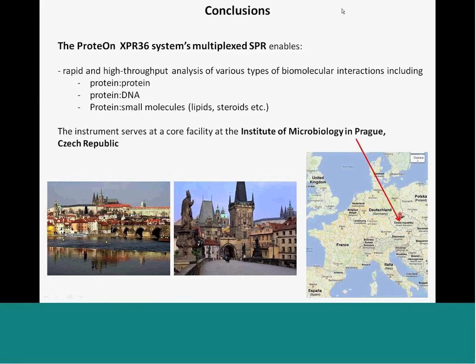So at the end of my presentation, I would like to conclude that the ProteOn XPR36 system enables rapid and high throughput analysis of various types of biomolecular interactions, including protein-DNA, protein-protein, and protein and small molecules like lipids or steroids. This instrument serves as a core facility at the Institute of Microbiology in Prague in the Czech Republic, and is intended for broad scientific research and some other interactions. So thank you for your attention.